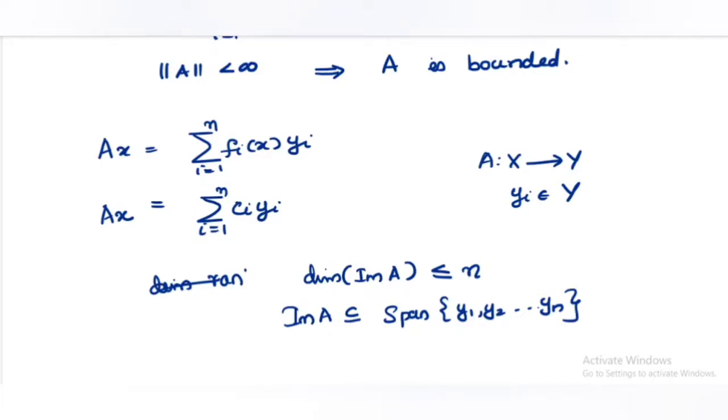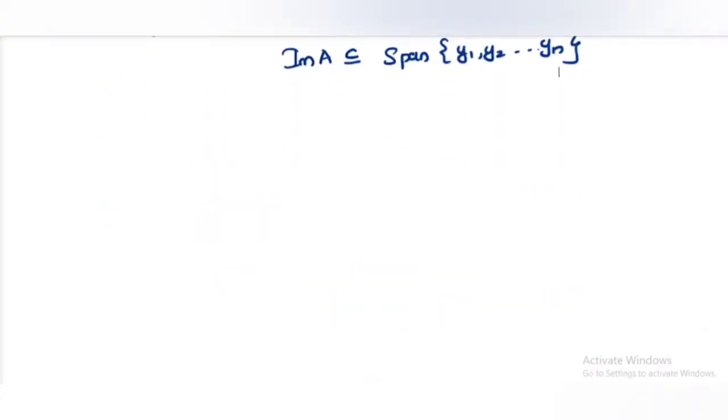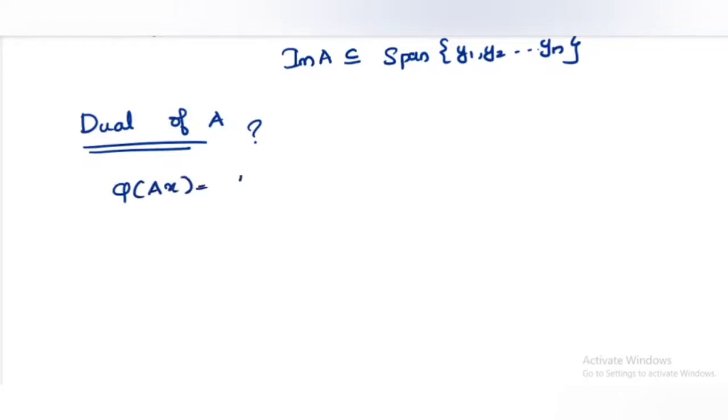Okay, so A is a bounded linear operator and it is of finite rank. Now our next aim is to find the dual operator for A. Okay, now what is dual? Dual of A. By the definition of dual, we have phi of Ax is equal to A star phi of x. Okay, this is our definition of dual.